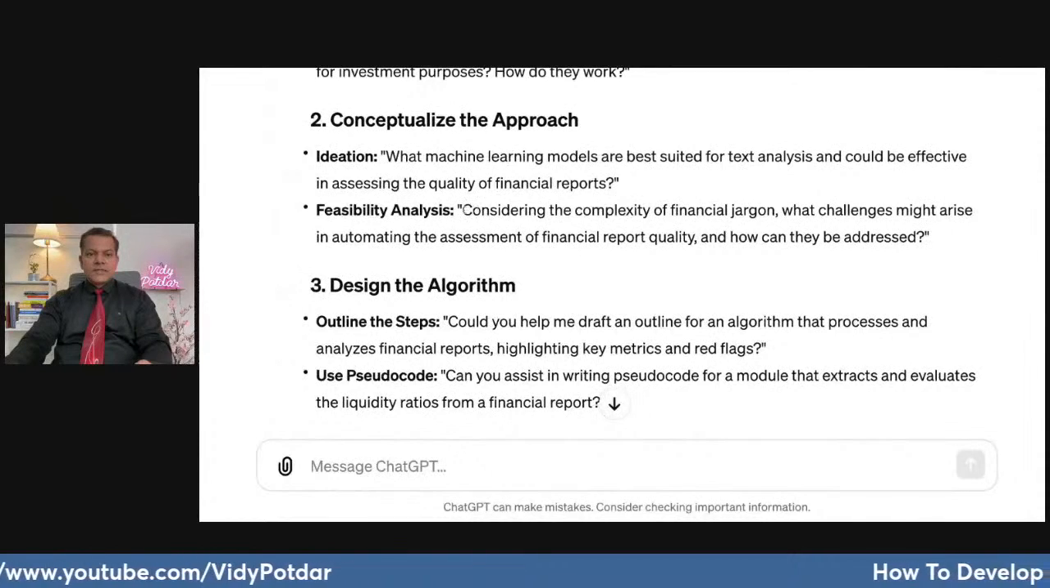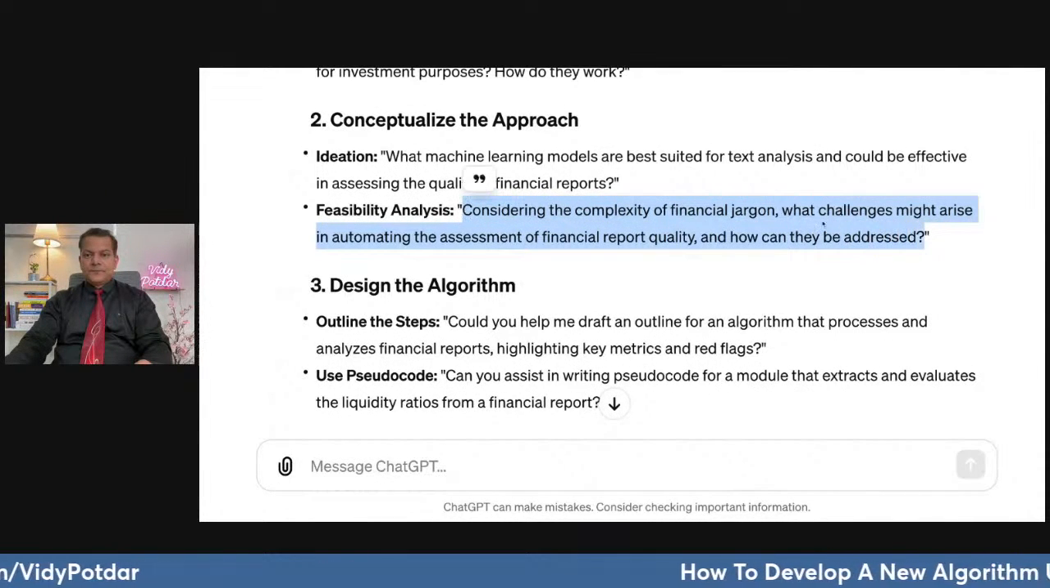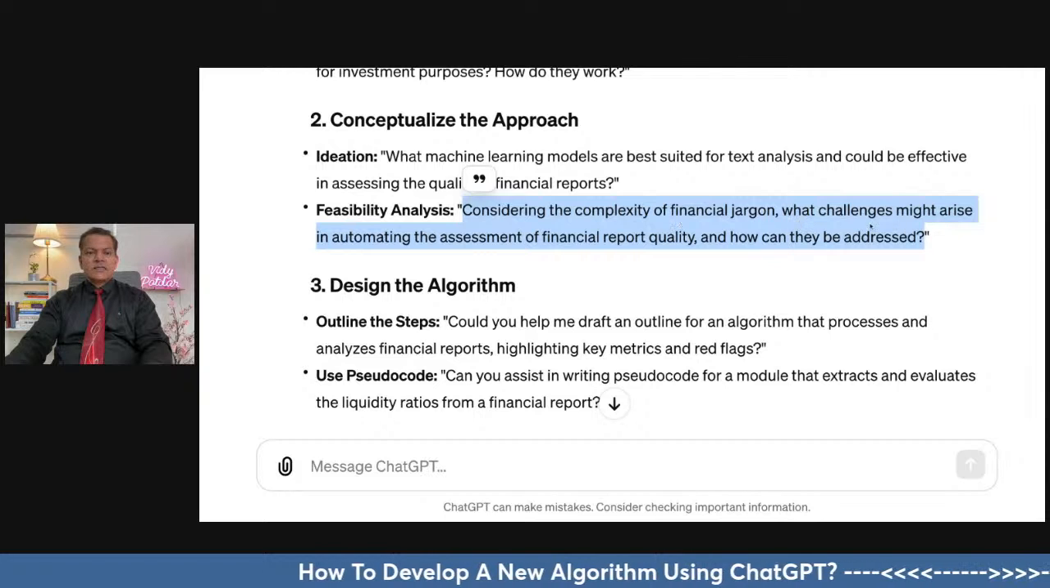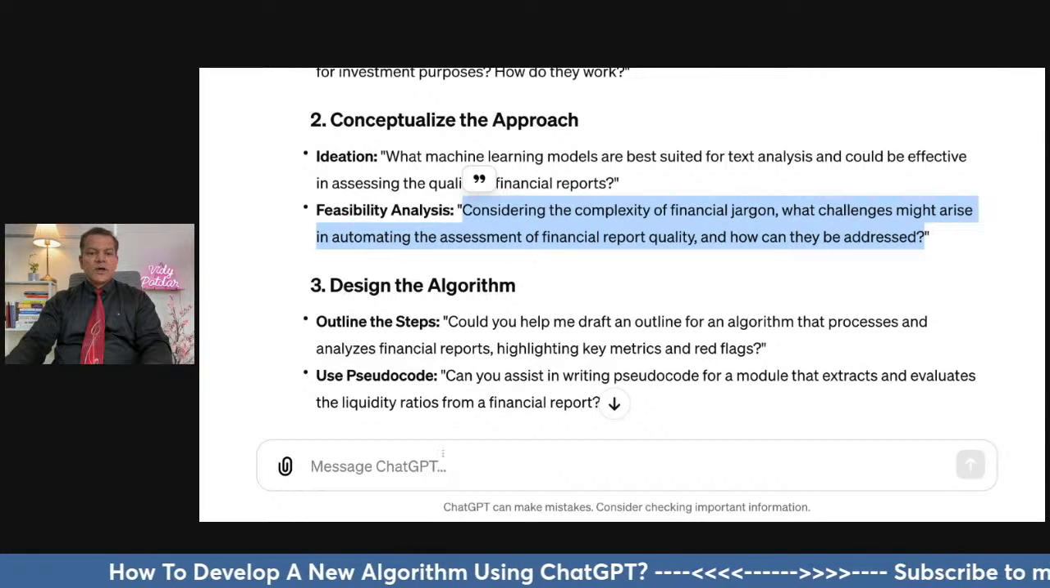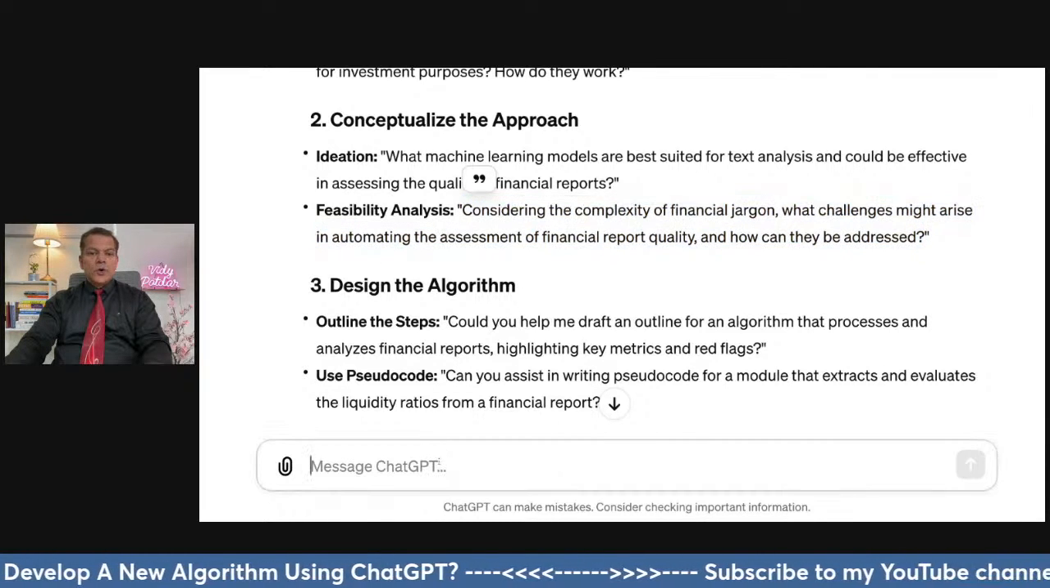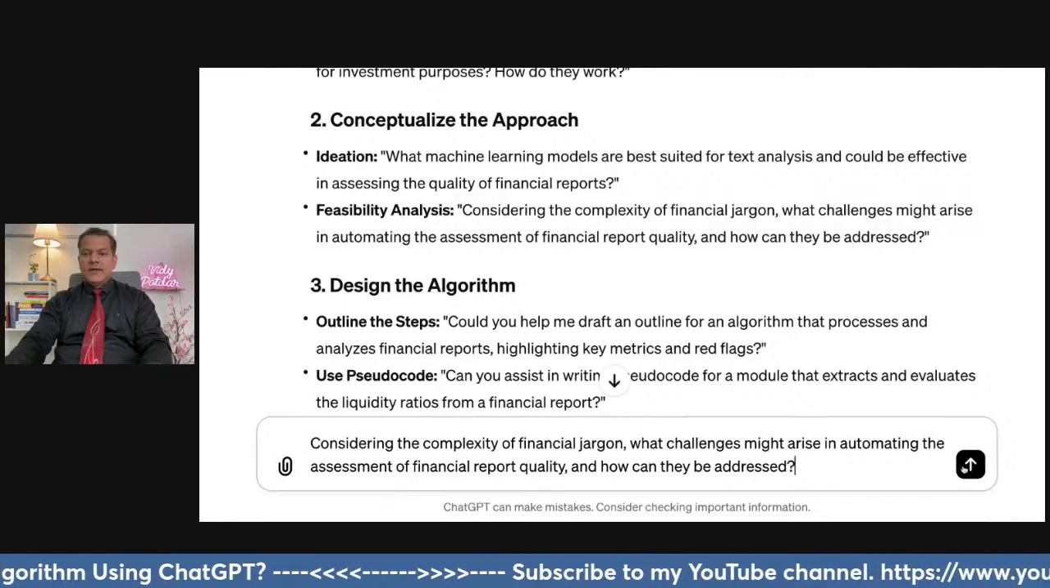Okay, so this one was done. Let's go to here. Considering the complexity of financial jargon, what challenges might arise in automating the assessment of financial report quality, and how can they be addressed?